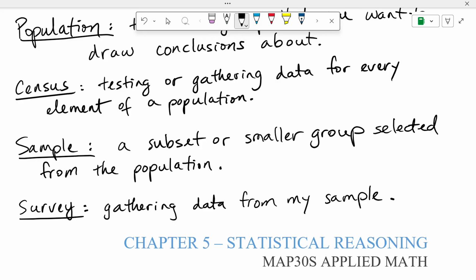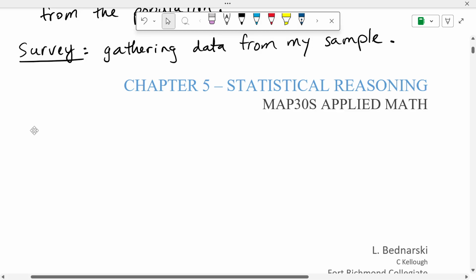And sometimes we just call this selected sampling as well, but survey is a good word too. Okay, so there's the first 4 words. The next words that I want to get you to think about is, well, what are we here for? Oh yeah, statistic. What is a statistic?